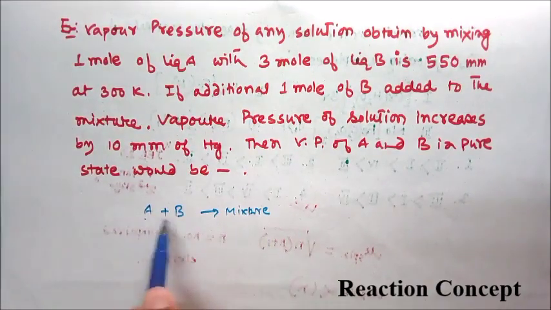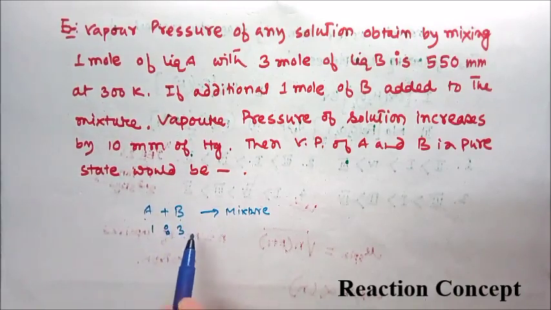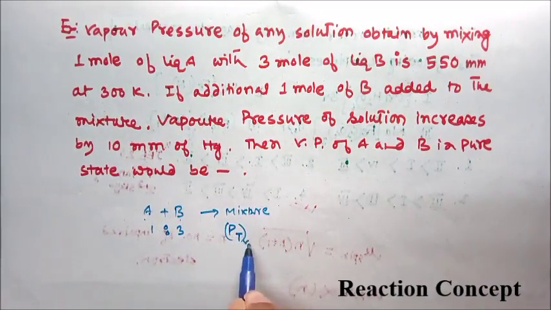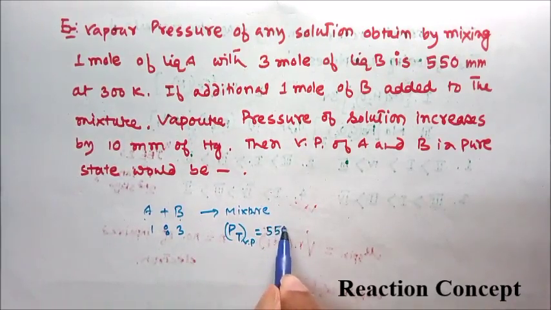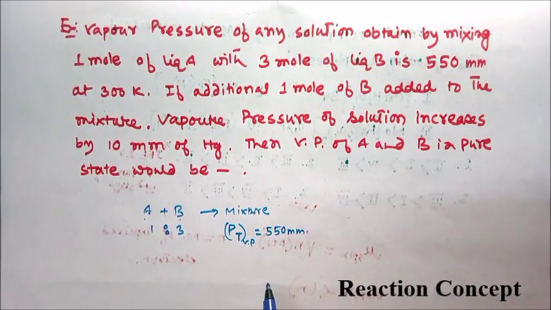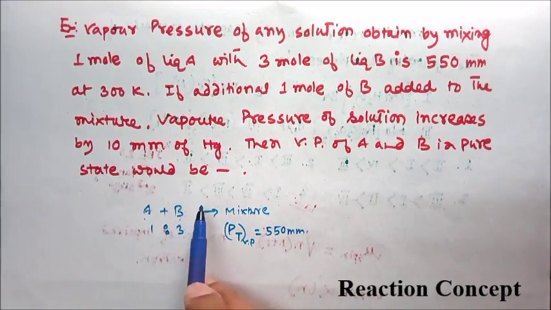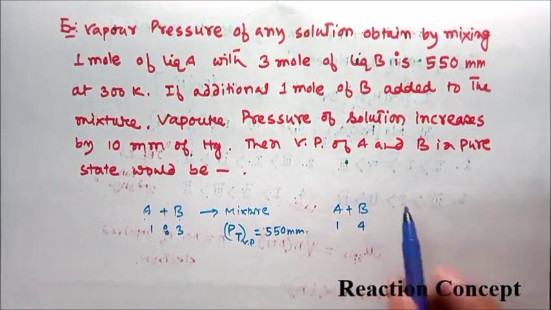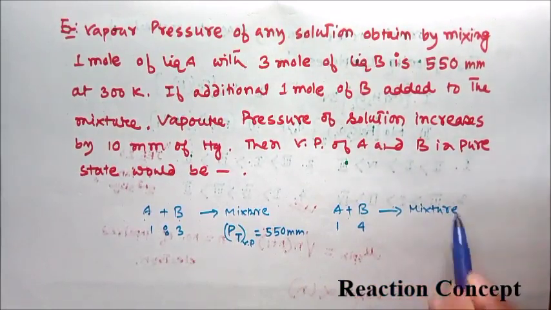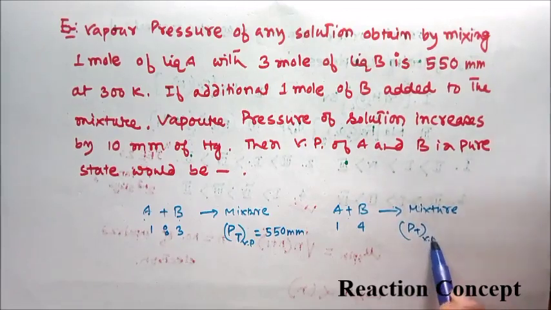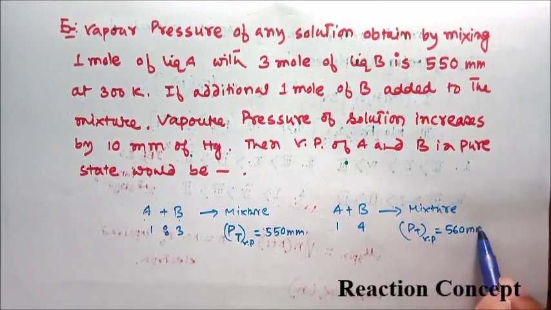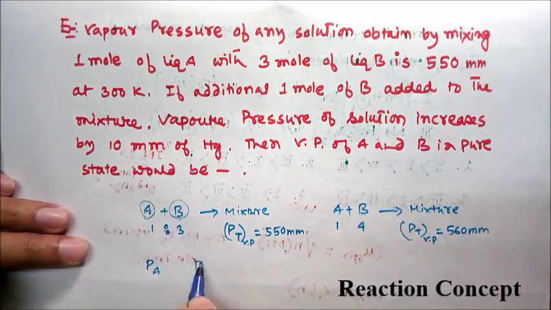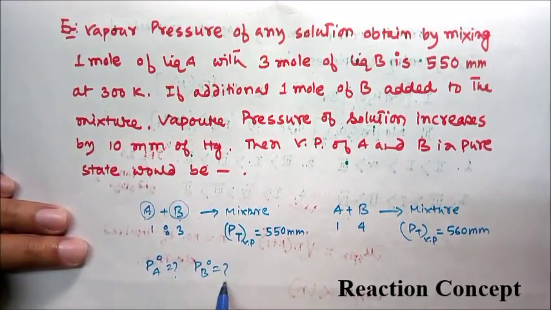Okay, and it is said that A and B are mixed first in the ratio of 1:3. 1 mole of A and 3 mole of B. Then in the mixture, the total vapor pressure is found to be 550 mm. Again it is saying that we add an additional 1 mole of B in the solution. That is, in the second case we are mixing 1 mole of A and 4 mole of B, and the total vapor pressure of the solution becomes 560 mm. If it is so, then what would be the vapor pressure of A and B in pure state? This we have to find out.